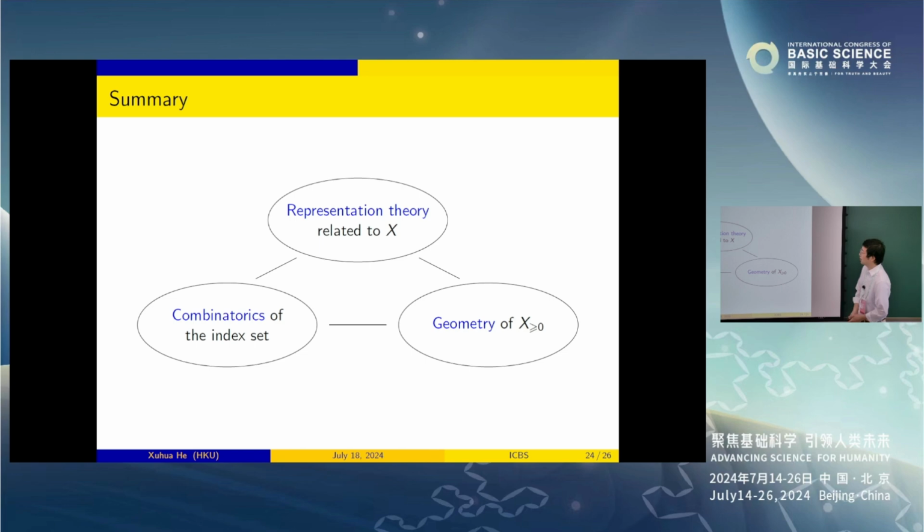Okay, so let me give you a summary. Total positivity is something which interests me quite a lot. It combines representation theory with geometry and with combinatorics. And you can see all this has to be put together.